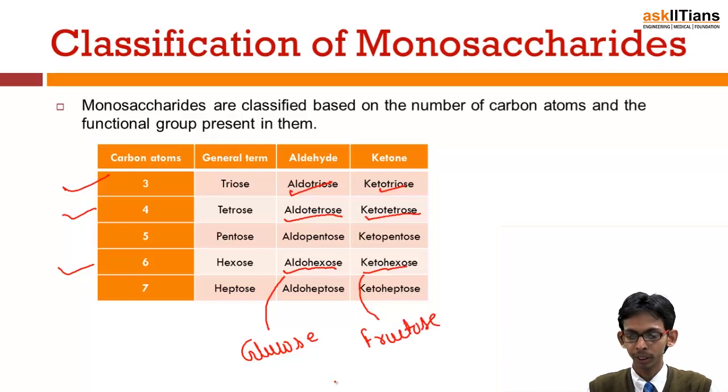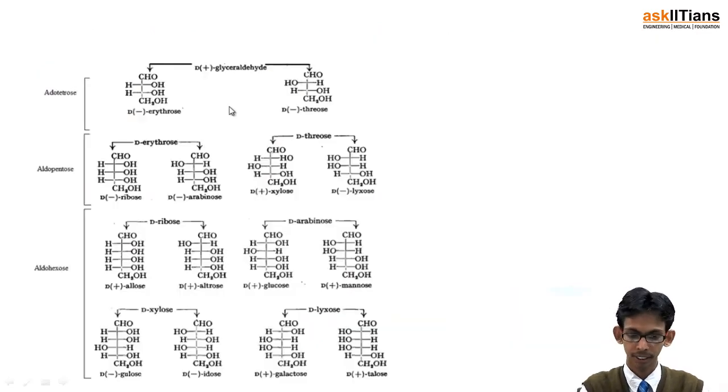The formula of both is C6H12O6. The difference is in the functional group. We'll study their structures in more detail in coming videos, but as for here, we know that glucose is aldohexose and fructose is ketohexose. Now let's have a look at some of the structures of these monosaccharides.